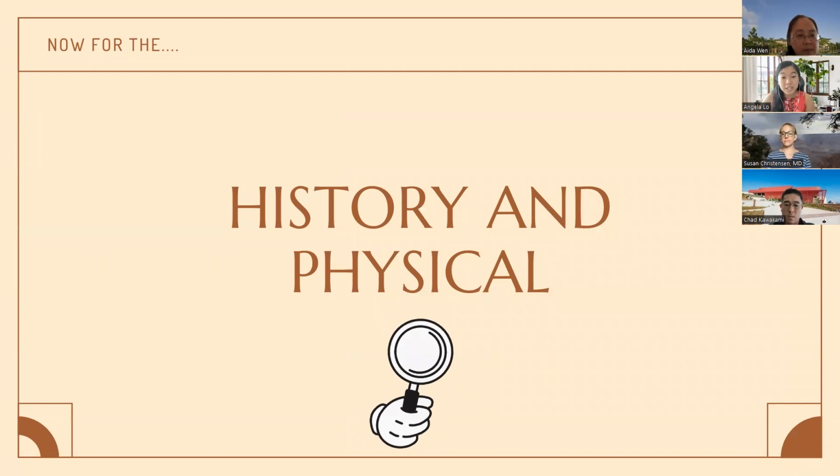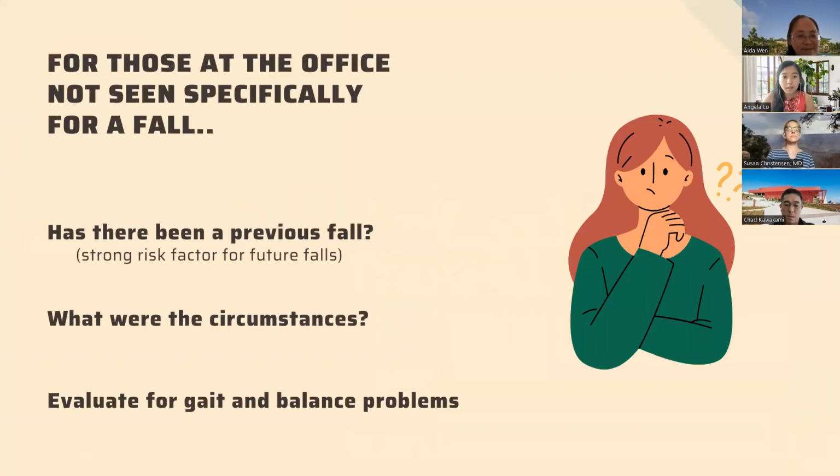Okay, so on to the history and physical. For those at the office not seen specifically for a fall, it's still important to screen for falls. It can be pretty quick. You can ask them, has there been a previous fall? Since a previous fall is a strong risk factor for future falls. You can ask about the circumstances of that fall and also evaluate for gait and balance problems.